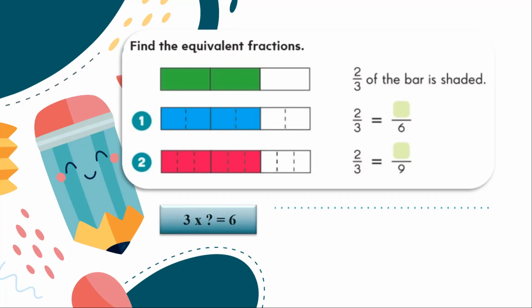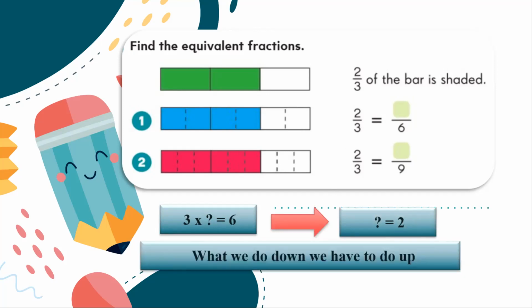If I wanted to think about that, how did we make it mathematically? Let's think. Here, how did I change the 3 into 6? 3 times what is equal to 6? Yes, 3 times 2. And we have another rule that we have to follow. What we do down in the denominator, we have to do up to the numerator. So if I multiply the 3 by 2 to make it 6, I will have to multiply the 2 by another 2 to give me 4.